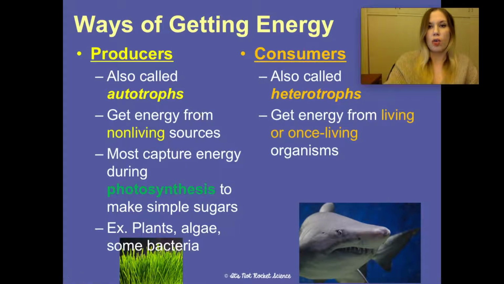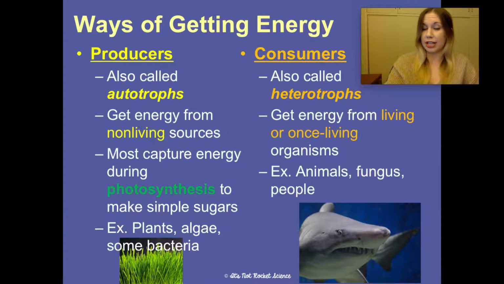We get our energy from living or once living organisms. So either they were alive or they are currently alive. Some examples of this are animals, fungus, and people. Down here we have a picture of a shark. He or she is an example of an animal, or a consumer, or a heterotroph. Remember, there's 5 million different ways to say everything.